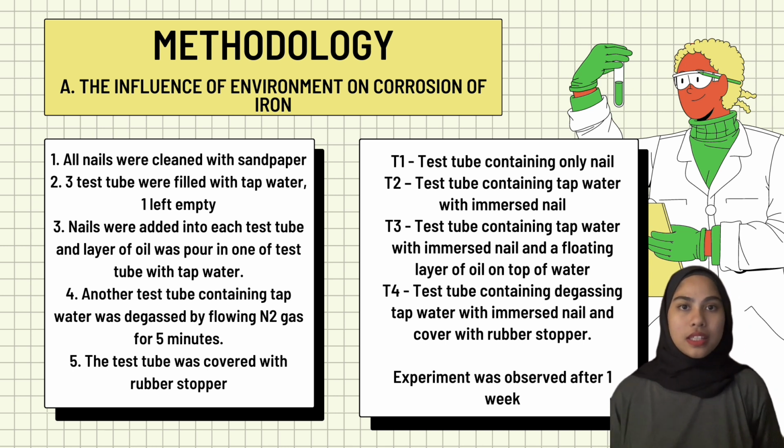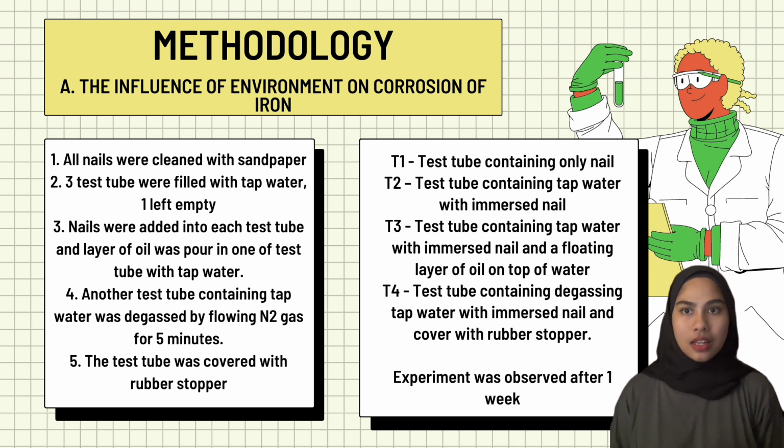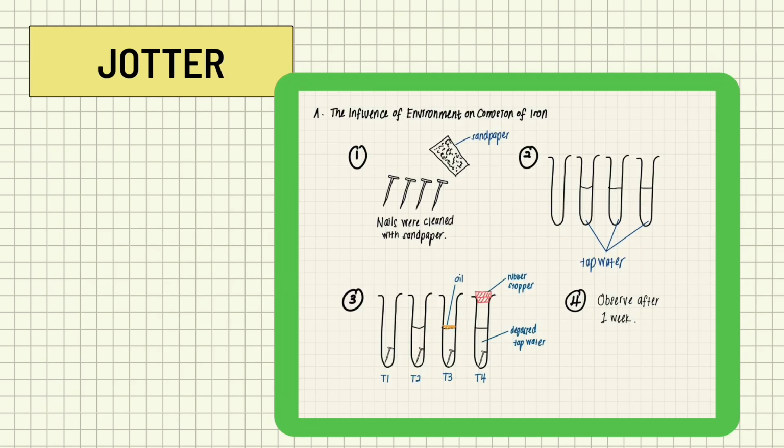So basically in this first method, we have 4 test tubes. Test tube 1 contains only 1 nail. Test tube 2 contains tap water with an immersed nail. Test tube 3 contains tap water with an immersed nail and a floating layer of oil on top of the water. And test tube 4 contains degassed tap water with an immersed nail and is covered with a rubber stopper.